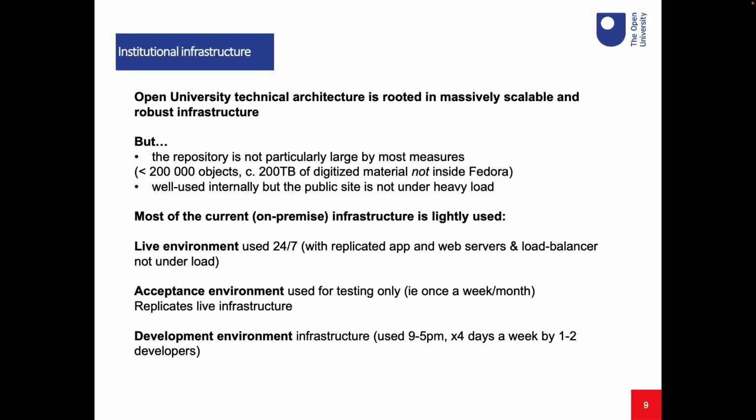So as you probably gather from the previous diagram, the Open University Technical Architecture generally goes for quite heavily spec architecture. But to be honest, our repository is not at all large by most measures. In fact, the internal data probably doesn't amount to more than 100 gigabytes of files on the system. We've got just under 200,000 objects, but how do you measure an object? I'd say there's about 200,000 logical objects.